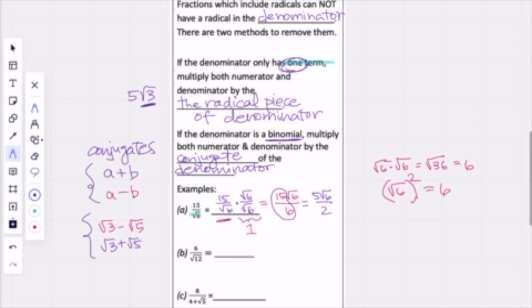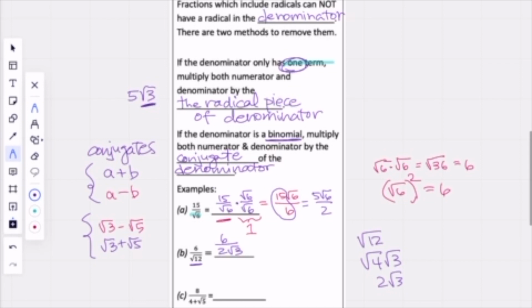All right. Next example. I see that in the denominator here, I've got the square root of 12. So before I get started on this, I am going to simplify the square root of 12. Let's just do that to the side. Square root of 12 is the same as the square root of 4 times the square root of 3, which is 2 square root of 3. Right, so I have 6 divided by 2 square root of 3.